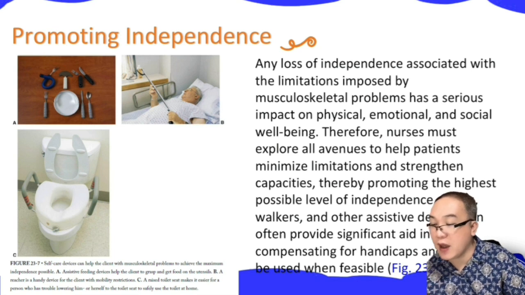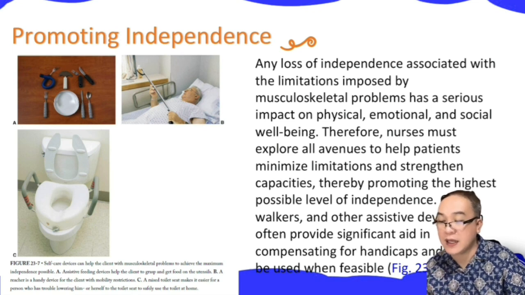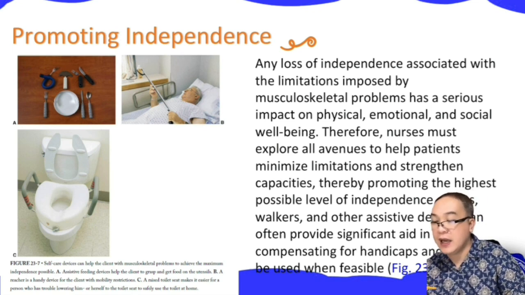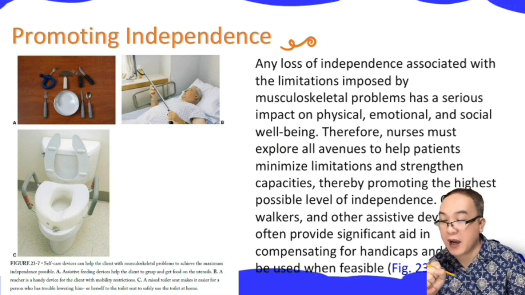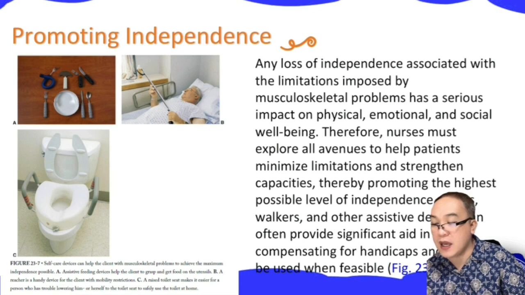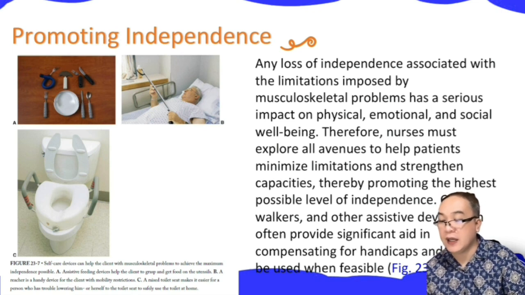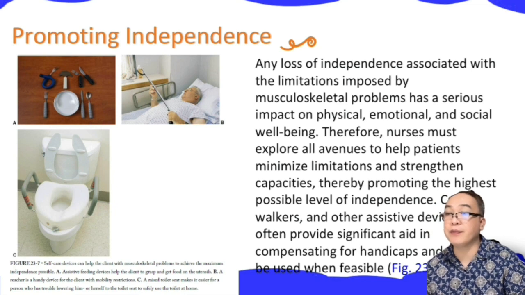For letter A, you have assistive feeding devices that help the client grasp and get the food onto the utensils. And letter B, you have a reacher, a handy device for the client with mobility restriction. You have a raised toilet seat, which makes it easier for a person who has trouble lowering themselves to the toilet seat to safely use the toilet at home.